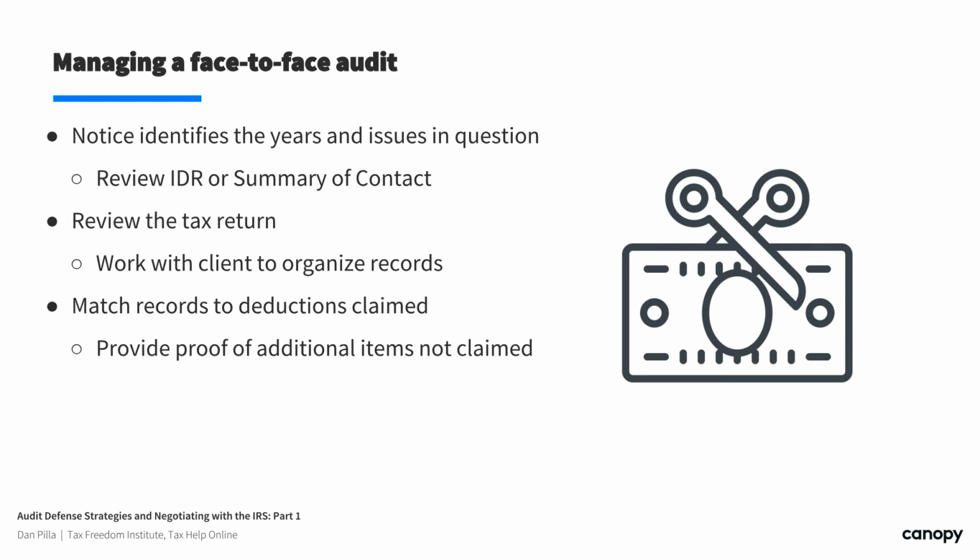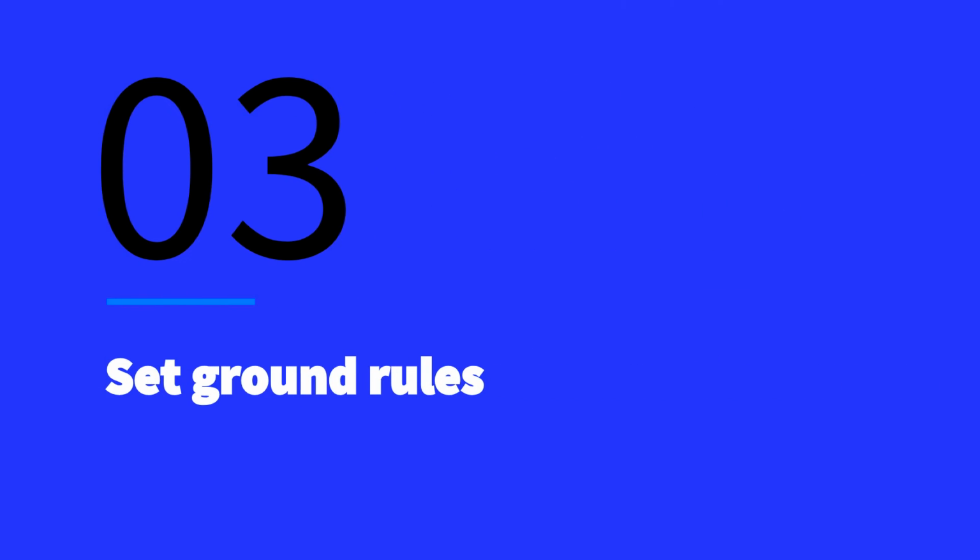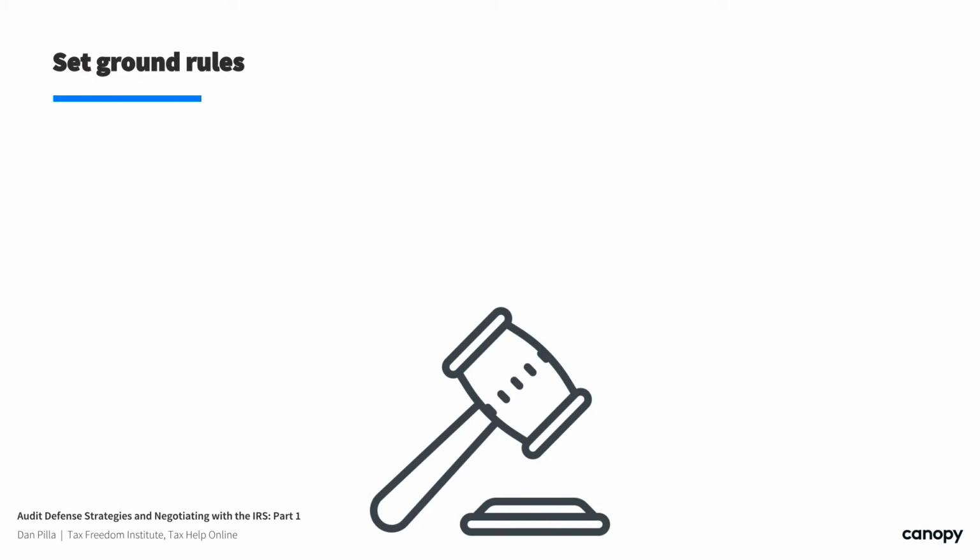Now let's go on and talk about ground rules. When we're talking about a face-to-face audit, it is very important to set ground rules with the tax examiner so that the audit does not spin out of control. The first thing I do is, if the tax year in question has not been identified, and this is very common, that they'll make an initial request for a meeting and not tell you what the tax year is or what the issues are that are in question.